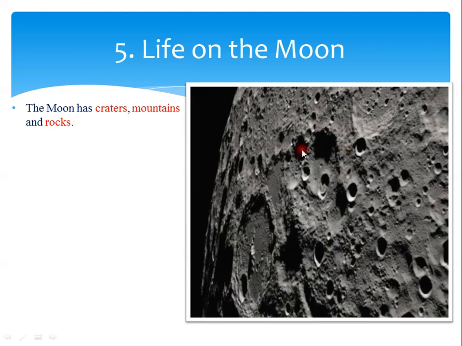You can see here in this picture, the closest picture taken from the satellite, you can see these holes are called craters. The moon surface is covered with craters, rocks, mountains. There are as many as hundreds of thousands of craters on the moon's surface. Again, craters means bowl or round shaped large deep holes.